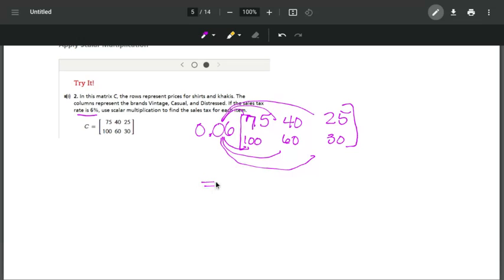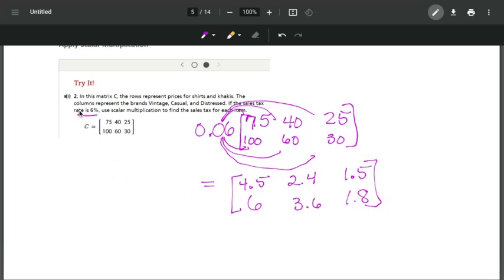0.06 times 75 is 4.5. 40 times 0.06 is 2.4. 25 times 0.06 is 1.5. 100 times 0.06 is 6. 60 times 0.06 is 3.6. And then 30 times 0.06 is 1.8.